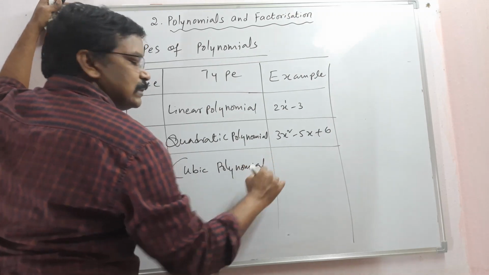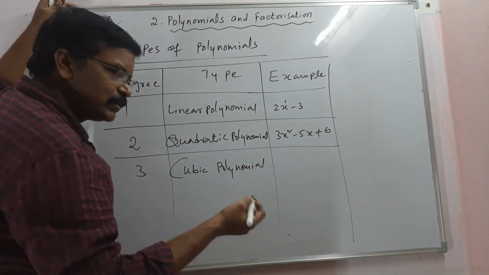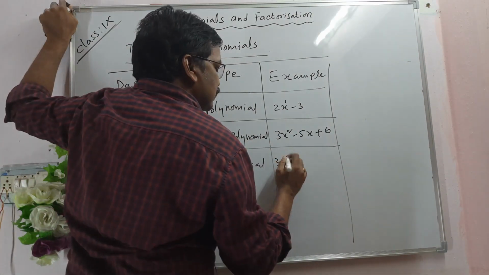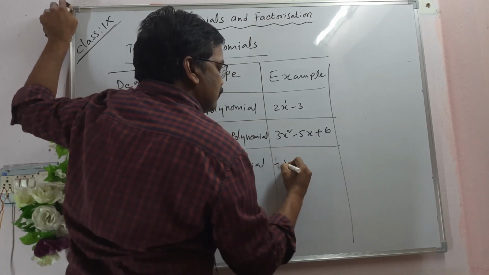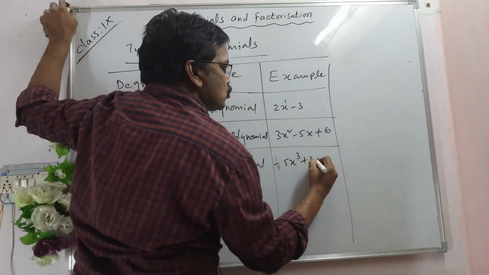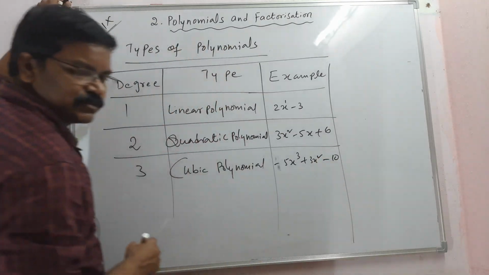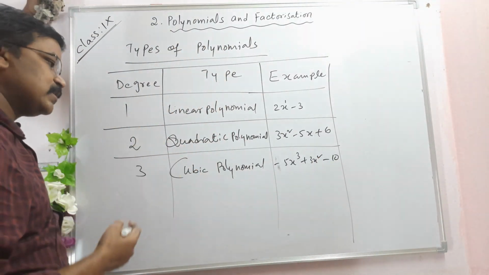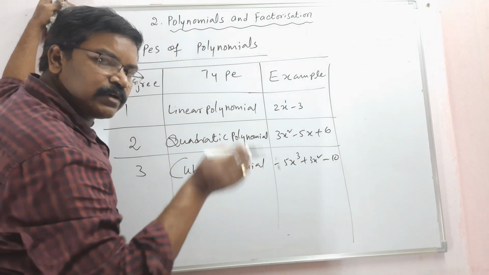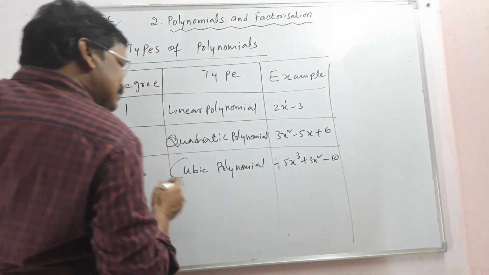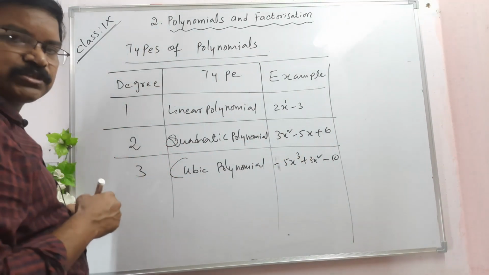Cubic polynomial. Can you give an example? Yes, you can. I will write here: minus 5x cube plus 3x square minus 10, like that. You can write on your own. So this is a cubic polynomial. Why is it a cubic polynomial? The degree is 3. Highest power of the variable is 3.